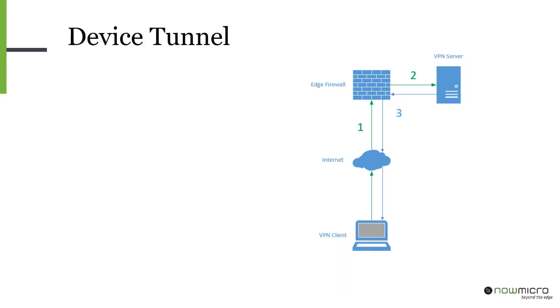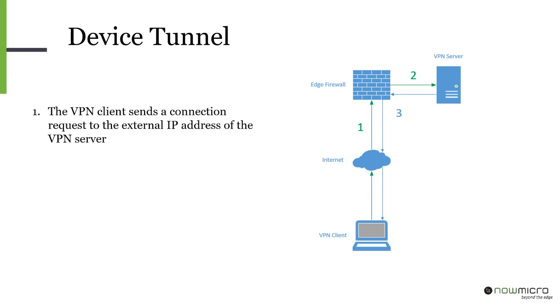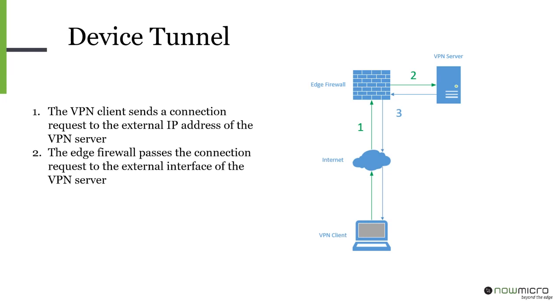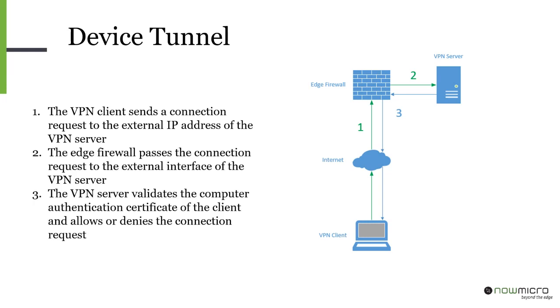And then let's look at the same thing for the device tunnel. You can see here that the device tunnel connection process is simplified when compared to the user tunnel. The device tunnel does not use the Radius server for authentication. Instead, the VPN server directly performs the authentication. So again, the first step, the VPN client reaches out to the external host name. The edge firewall passes that connection request to the VPN server. And then the VPN server validates that the computer authentication certificate matches the root certification authority configured on the VPN server and either allows or denies the connection request.